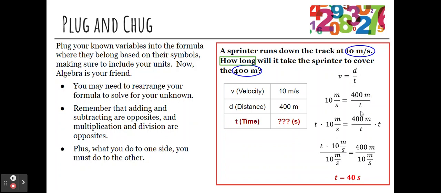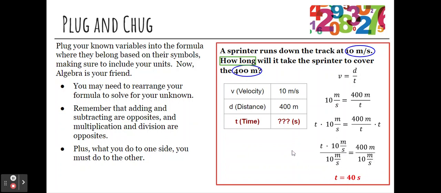I then start the algebraic manipulation to isolate t. So the first thing I'm going to do is multiply both sides by t. So it will cancel on the right side, and I get t times 10 meters per second equals 400 meters. Then to isolate t, I'm going to divide both sides by 10 meters per second. So it's going to cancel on the left side. And I get 400 meters divided by 10 meters per second equals 40 seconds.